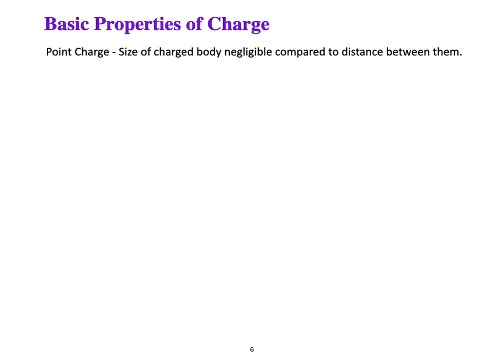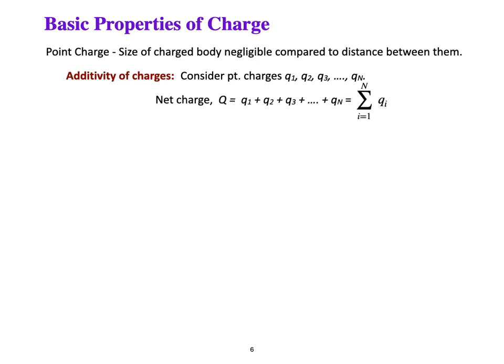So let us take up the property of additivity of charges. Here we consider several point charges, Q1, Q2, Q3 up to Qn, and we bring them together. Then the body acquires a net charge Q, which is the sum of all these individual charges. But make sure to consider the sign when you're making this summation. For positive charges, it will be plus, but for negative charges, it will be subtracted.